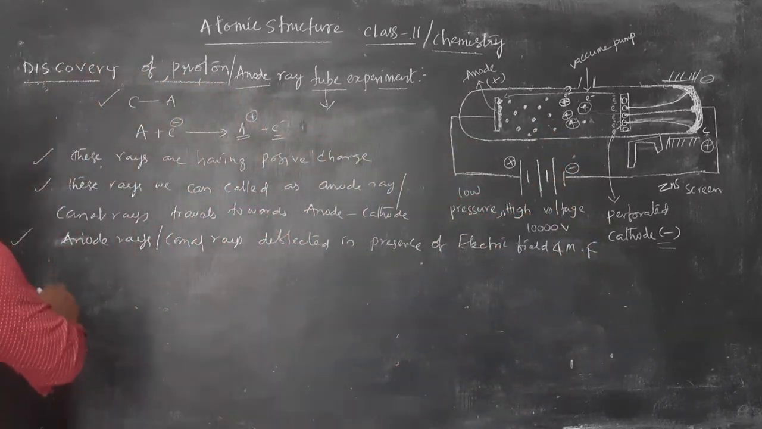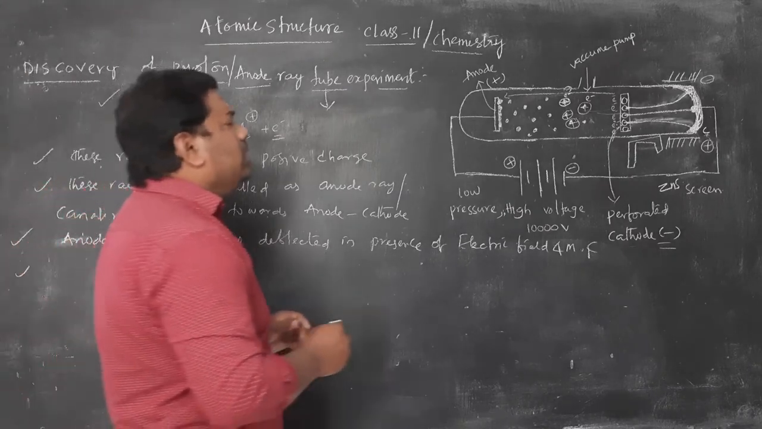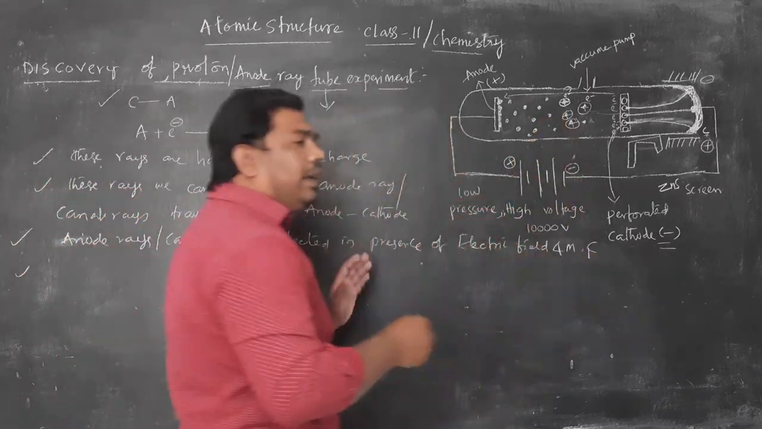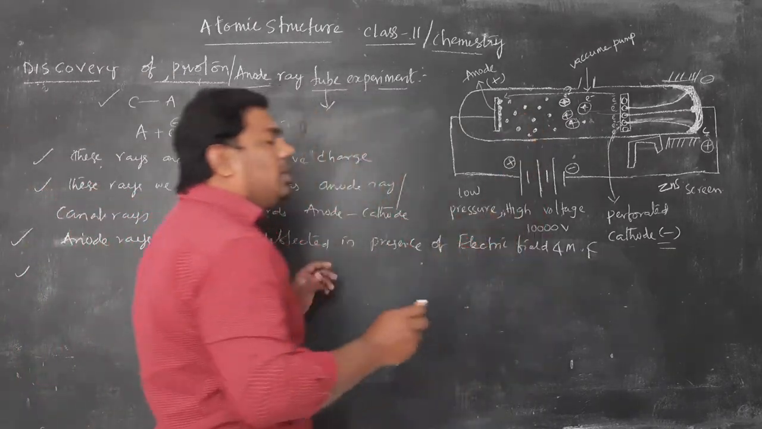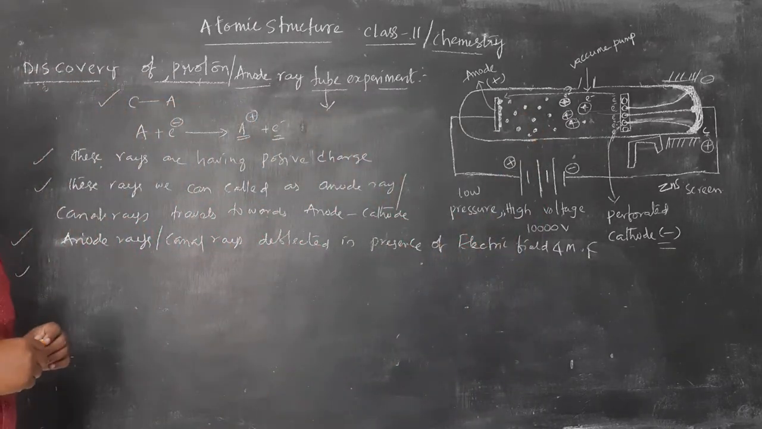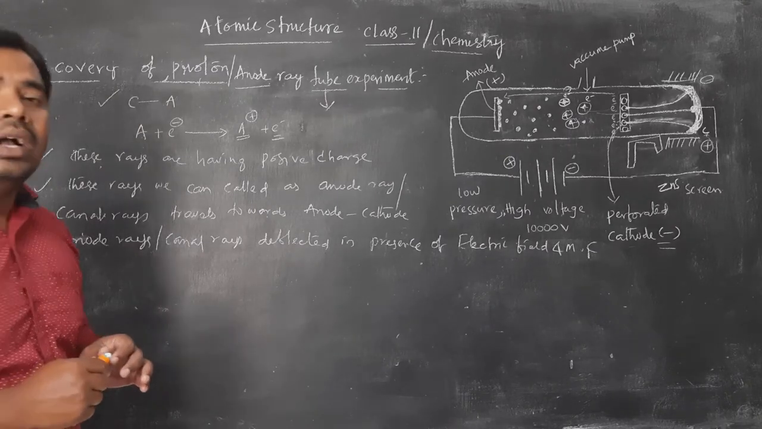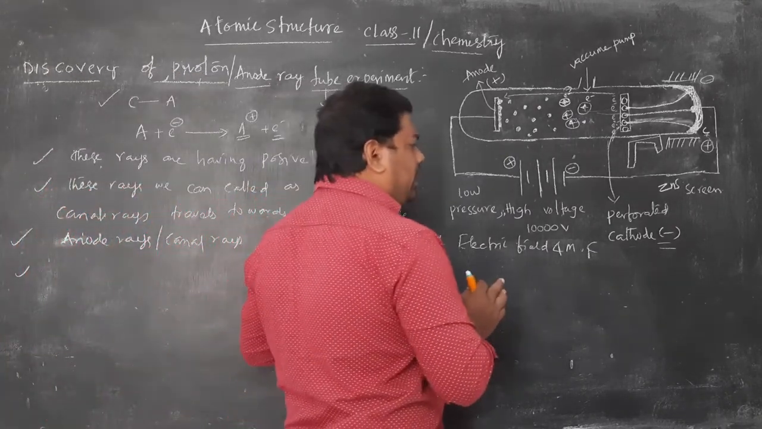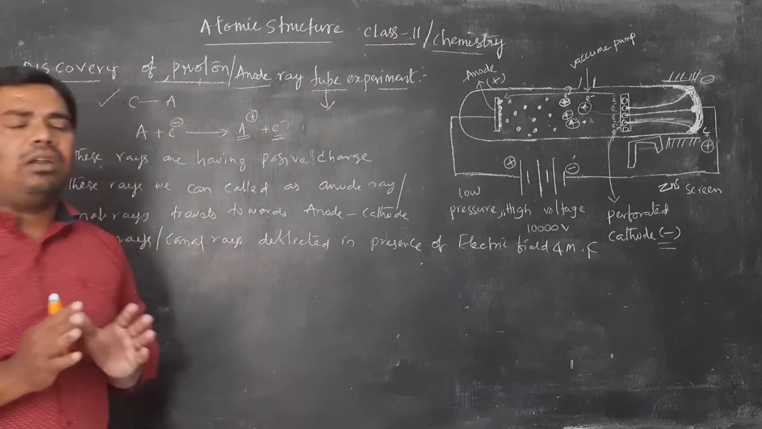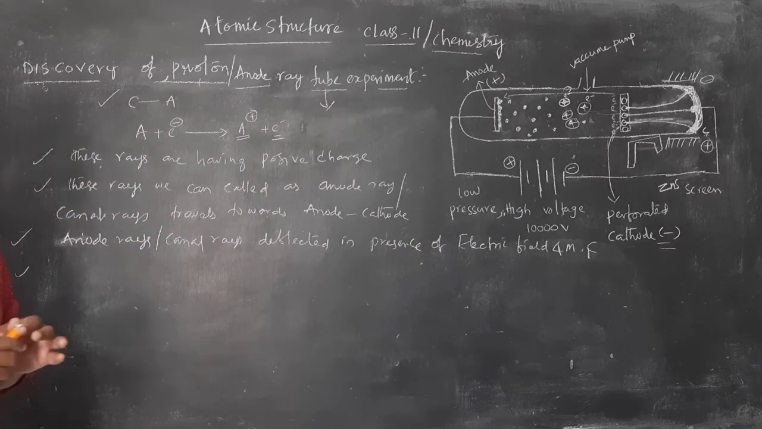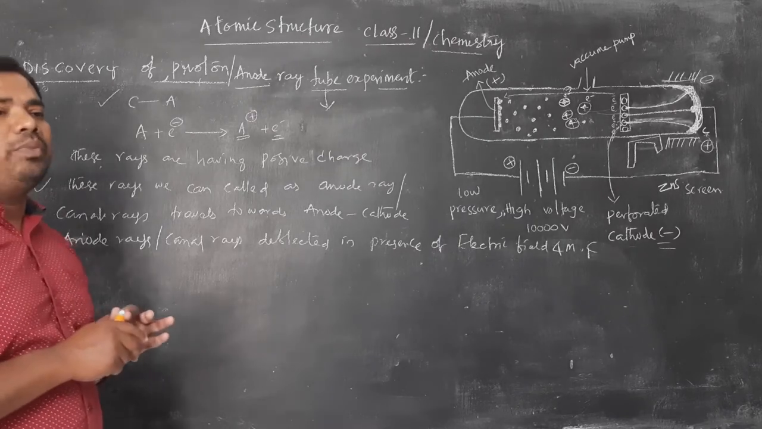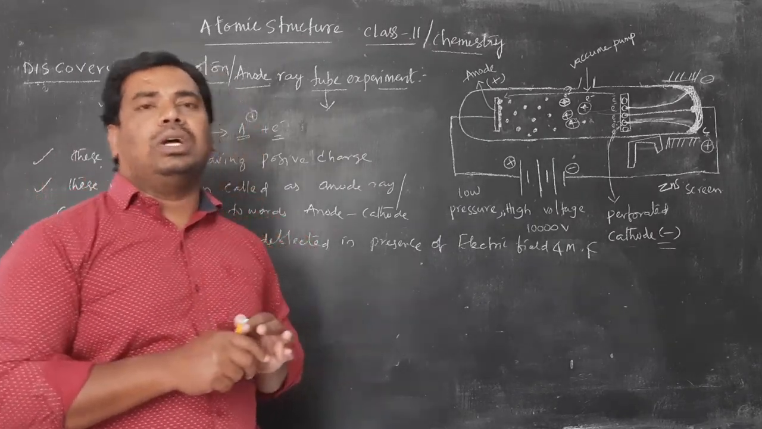E. Goldstein concluded that for the gaseous atoms present in the discharge tube, the charge to mass ratio differs from one gas to another gas. All gases do not have an equal charge to mass ratio; the charge to mass ratio of one gas is not similar to that of another gas.